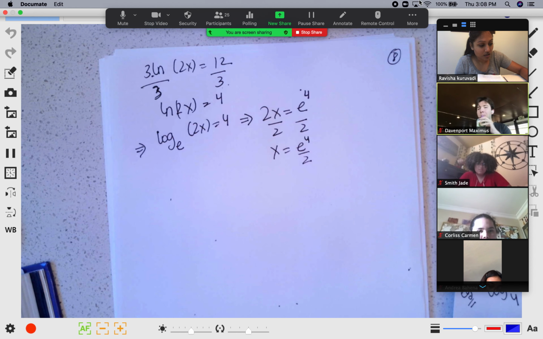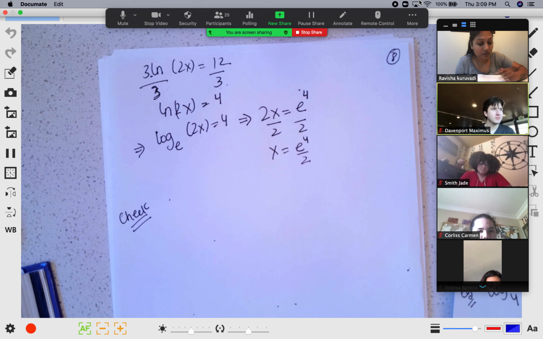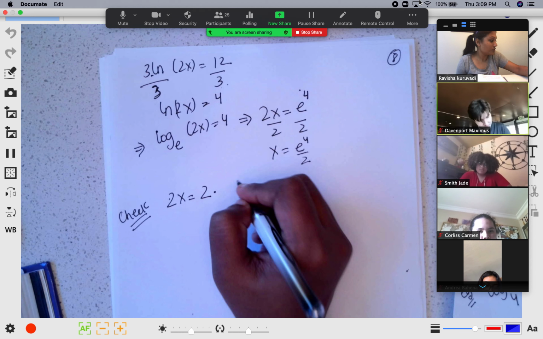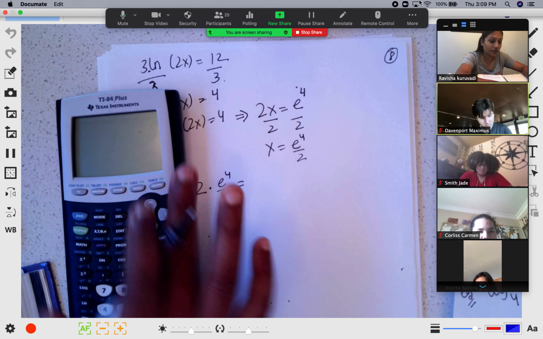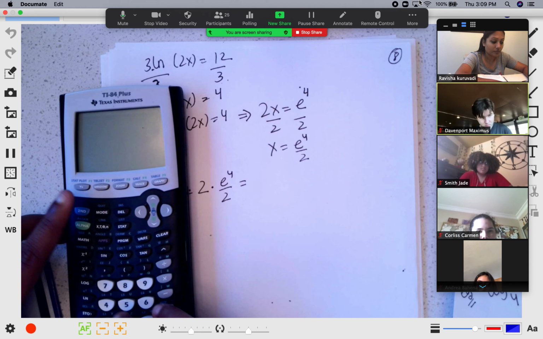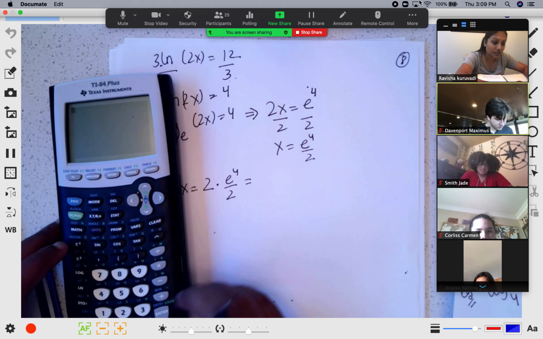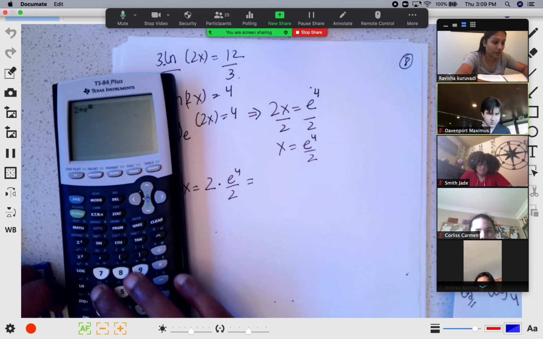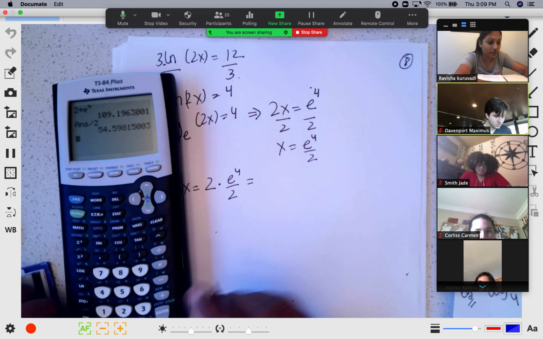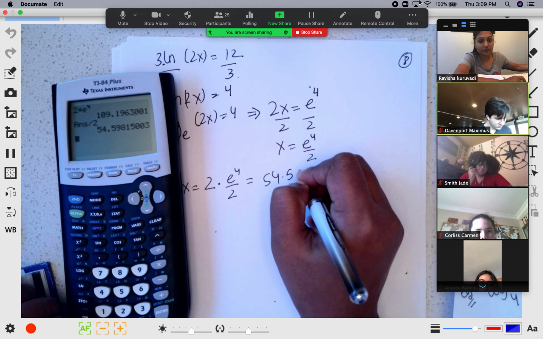But I need to check. I'm not done here. What's my m? Your m was 2x. So let's put here 2 times e to the power of 4 divided by 2. Let's use the calculator and see e to the power of 4. So turn it on. You have 2 times e to the power of 4, enter, and then divide whatever answer you get by 2, which is 54.598, something like this. Is this positive?